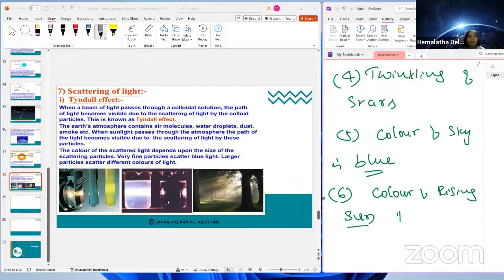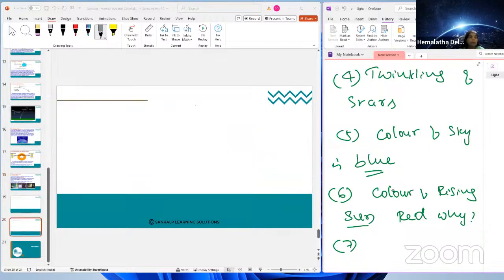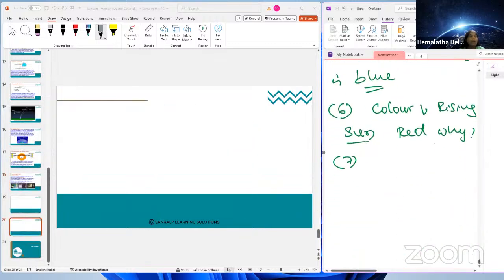Rising sun, red. Correct? White. Rising and setting sun. Okay, so the rising and setting sun color is white. But that is also possible. Next is to explain about advanced sunrise and delayed sunset.